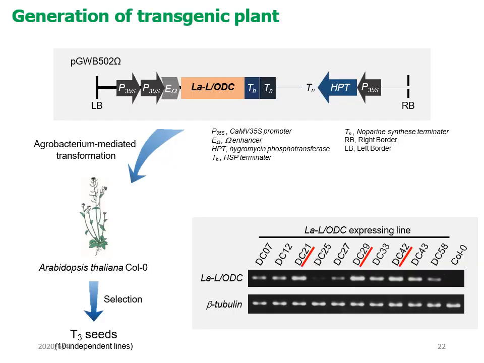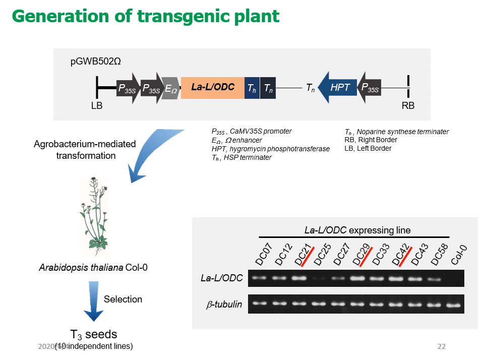Very similar to what we did before, we created a vector, transformed it into Arabidopsis, collected plants, and then checked if these genes are expressed. These are independent line names. The decarboxylase is DC, the number is the independent line, and we chose three lines: DC21, DC29, and DC42. These showed nice expression of LODC. Again, remember, LODC is a plant origin enzyme, not bacterial.